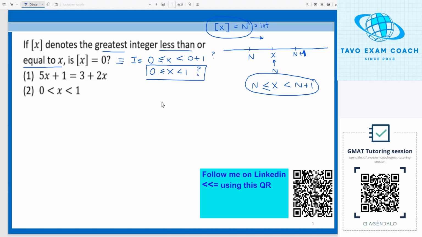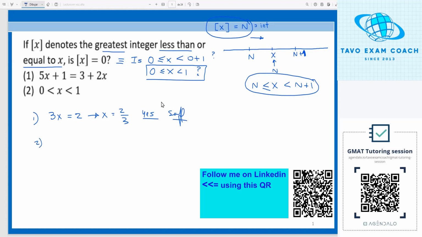So let's try with statement 1. The information it provides is a linear equation with a single variable, so we can easily isolate the variable. It turns out that 3x equals 2, so x equals 2/3. But 2/3 is actually a number between 0 and 1, so we have an affirmative answer to the question, and unique, by the way, so statement 1 is sufficient.